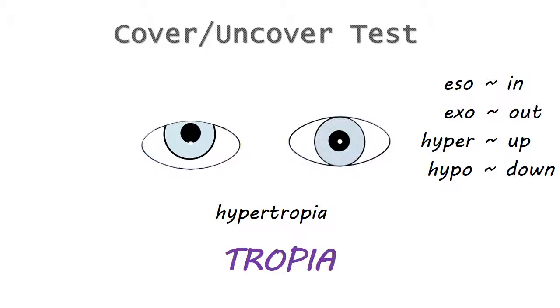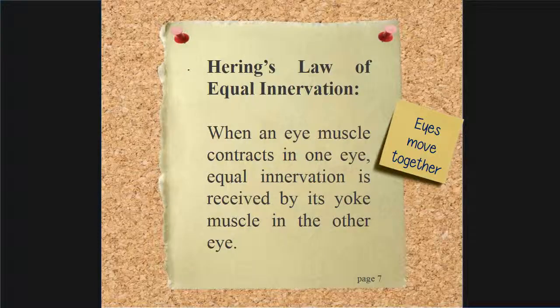And when the occluder is removed, that eye returns to its deviated position. Before we go on, I want to mention Hering's law. Hering's law states that when an eye muscle contracts, the yoke muscle in the opposite eye also contracts. They receive equal innervation, which just means when you look to the left, you don't look to the left with just your left eye. Your right eye also looks to the left equally.